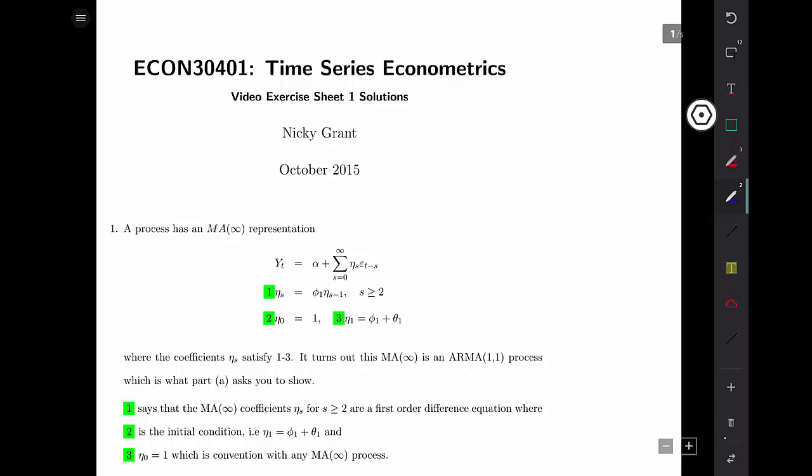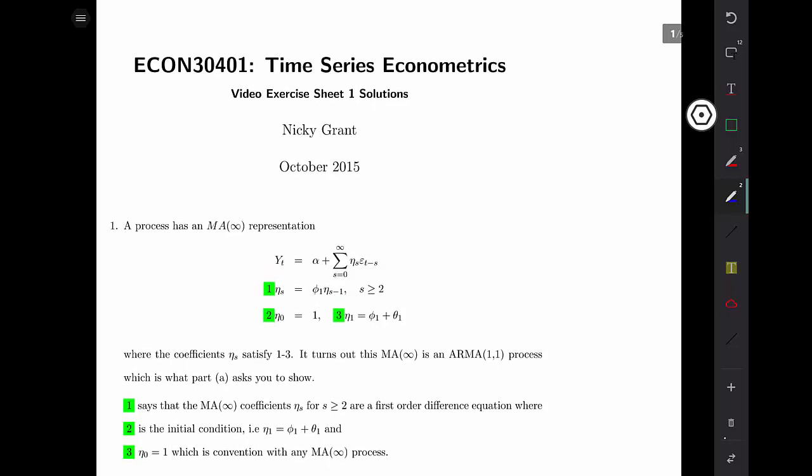In this video clip, I'm going to go over the answer to question 1 in video exercise 1. So this was taken from an exam a few years back, like for like, apart from that I added part E to go in line with lecture 2 in deriving the covariance and autocovariance autocorrelation function of an ARMA 1-1.